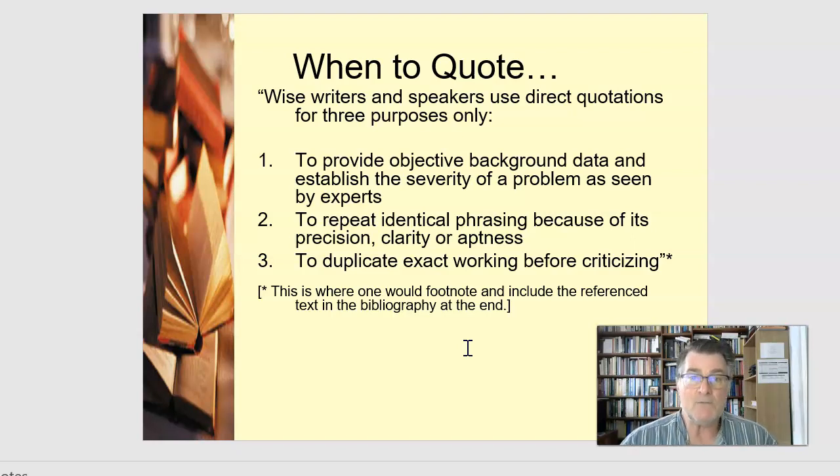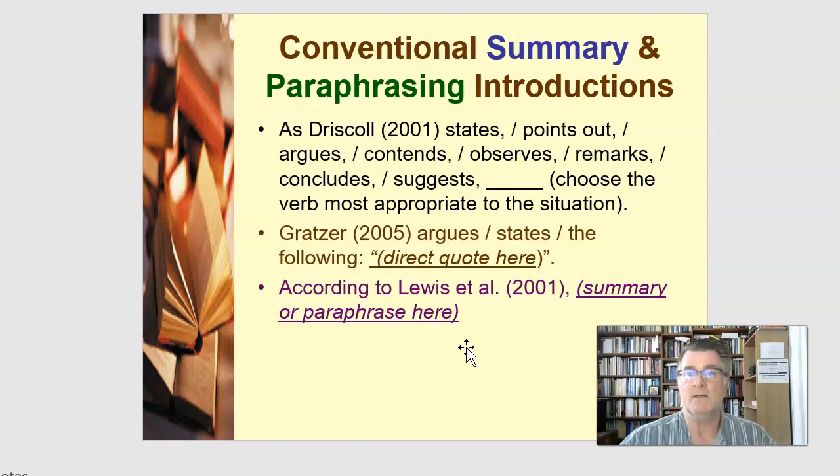Another reason why you want to use a direct quote is if you're going to criticize a work. You can't paraphrase or summarize a text and begin to attack it without showing the reader exactly what it is that you are going to attack. So if you're going to provide critical analysis, you need to duplicate the exact wording in the work before you start to criticize. And again, you would do it in quotations.